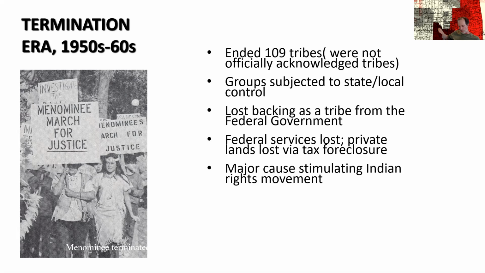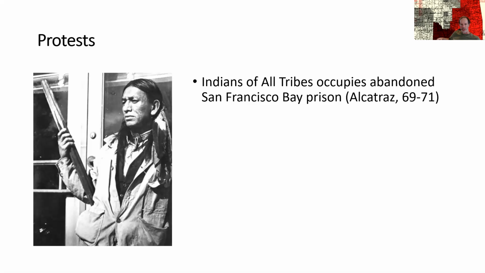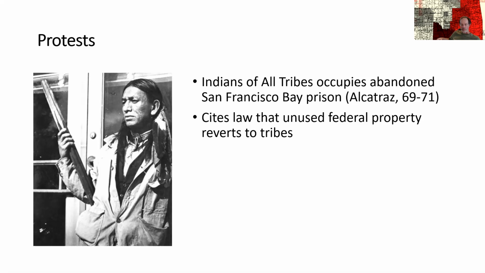And so you see an Indian rights movement and a couple of famous protests. One is the occupation of the San Francisco Bay prison, Alcatraz, from 69 to 71. This was an abandoned prison, and it was trying to use the idea that there's a law that if there's unused federal property, it reverts to the tribes. It was probably more trying to draw attention to the issue, and it did. So that was one famous protest.